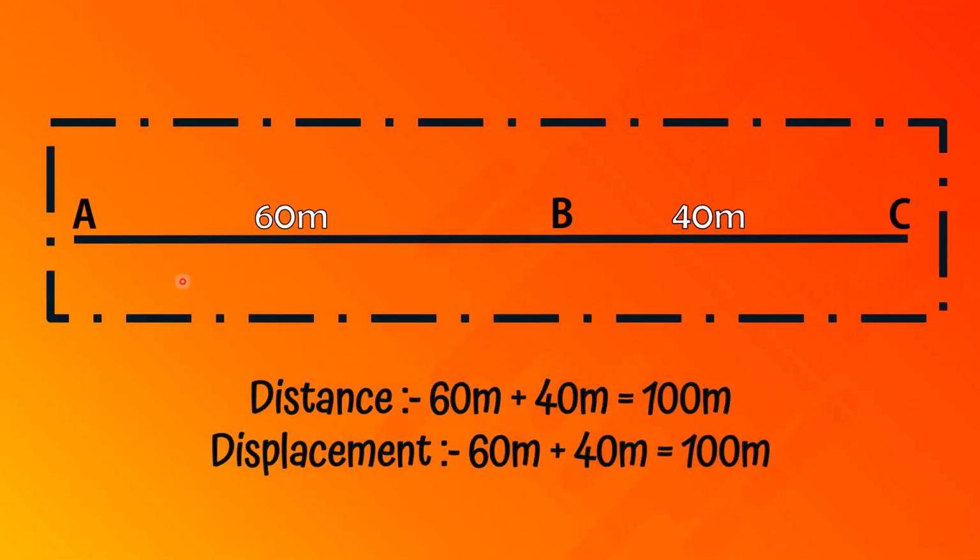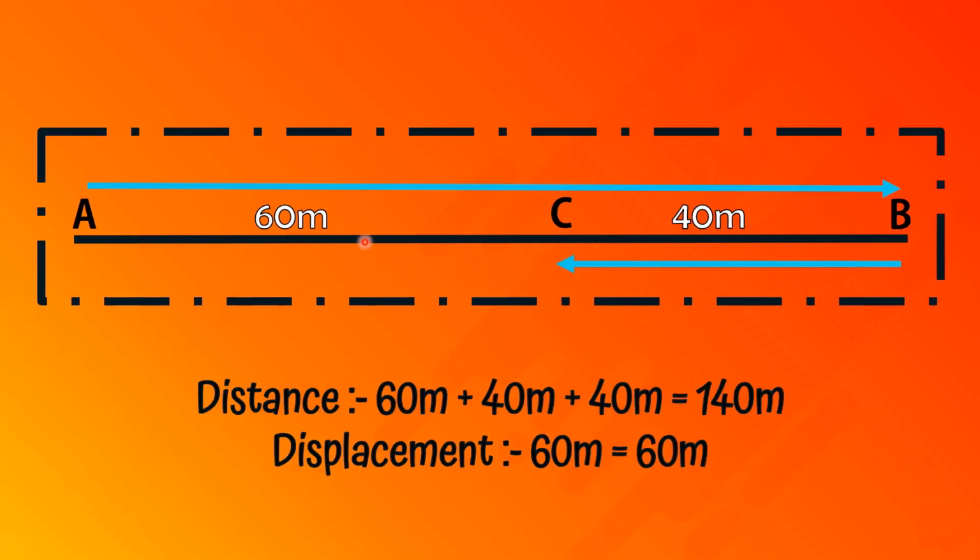Okay, this is another example from A to C. The distance from A to C is 60 meters plus 40 meters, which equals 100 meters. And the displacement is also 60 meters plus 40 meters because this is the shortest path from A to C. So both distance and displacement are equal, 100 meters.